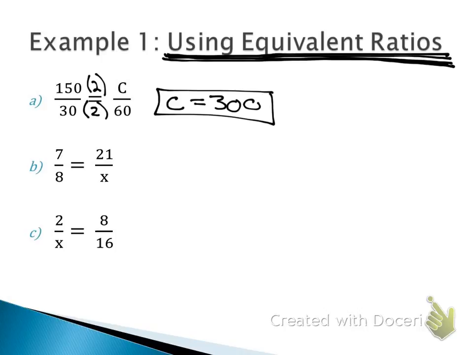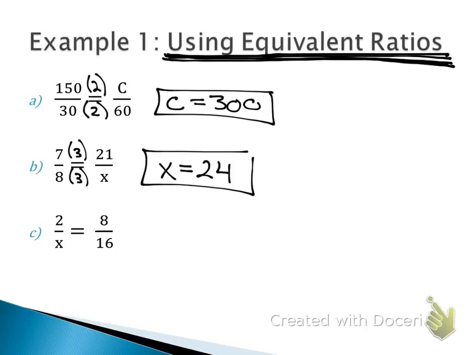All right, I want you to try to find the missing link for B. So what do you think is the missing link between 7 and 21? It's going to be 3. Okay, so 7 times 3 is 21, and then 8 times 3 is 24. Very good.